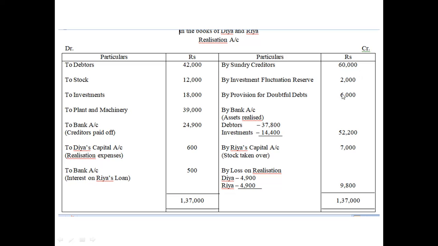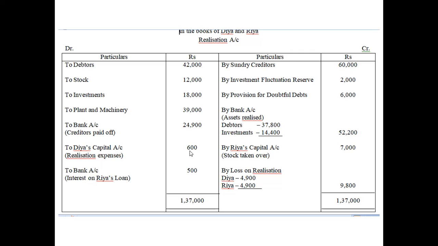So after writing all these amounts, 60,000, 2,000, 6,000, this 52,200, and this 7,000, 42,000, 12,000, 18,000, 39,000, 24,900. After that we have 600 also. Now let us come to point number 2. Ria's loan was paid off with interest of rupees 500. Now we have to make the payment to Ria of rupees 500 extra as interest on her loan. So that is the firm's expenditure.